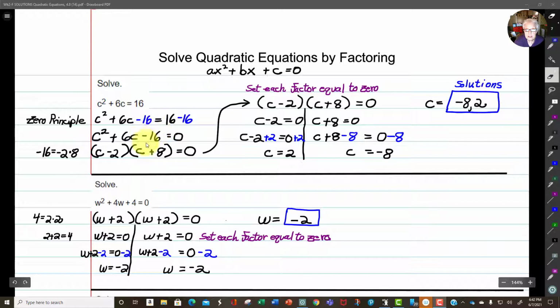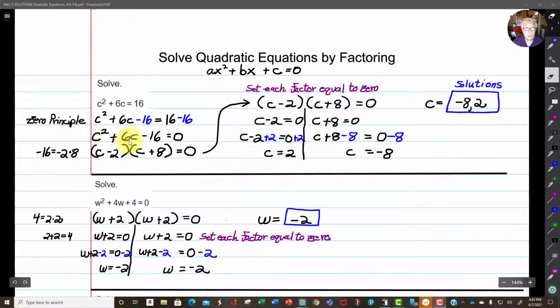Now, remember how we factor a quadratic trinomial when a is 1. We look at the factors of negative 16. And what are they? They are positive 8 and negative 2. Negative 16 equals negative 2 times positive 8. Negative 2 plus positive 8 equals the middle number 6. That's how we know which numbers to use.